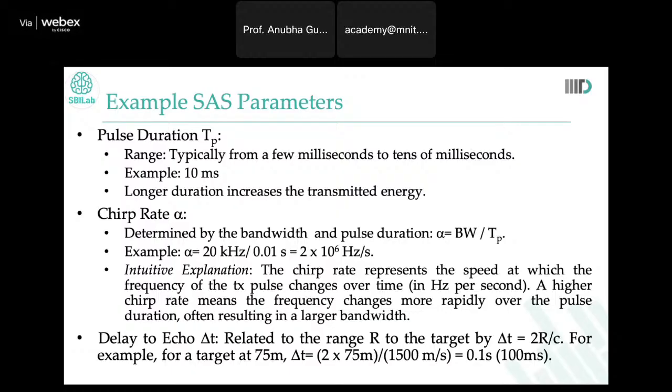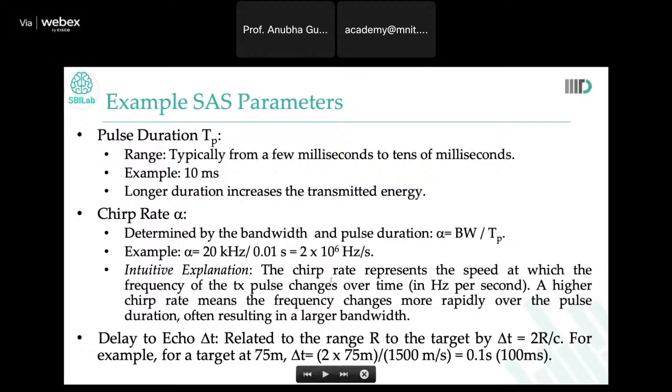Chirp rate, now what would be the chirp rate? We have already decided that the frequency will go from 100 to 120 kilohertz. So now we can compute the rate at which the frequency should increase so that in 10 milliseconds it goes from 100 kilohertz to 120 kilohertz. This rate will be the chirp rate. So the chirp rate alpha is the bandwidth, which is 20 kilohertz, divided by TP. 10 millisecond is equal to 0.01 second. So that means alpha is equal to 2 megahertz per second. This is the rate at which the frequency should increase linearly. Every second it should increase by 2 megahertz, so in 10 milliseconds it will increase by 20 kilohertz.